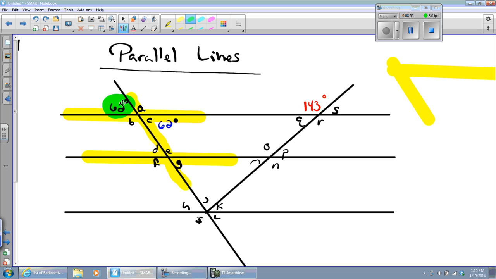Okay, so I need to go to the other side of the parallel lines and then go to the other side of the transversal. I need to alternate. This angle here must have the same measure. So it is also 62 degrees.